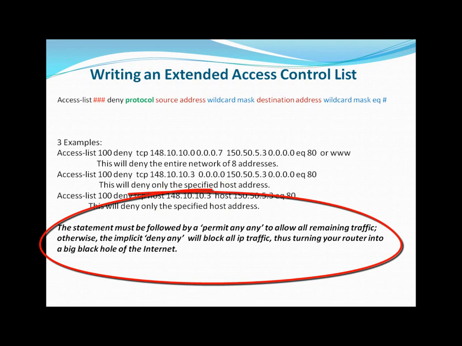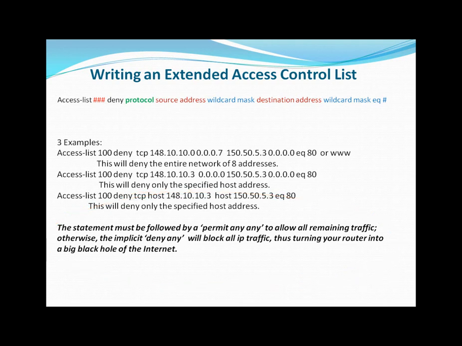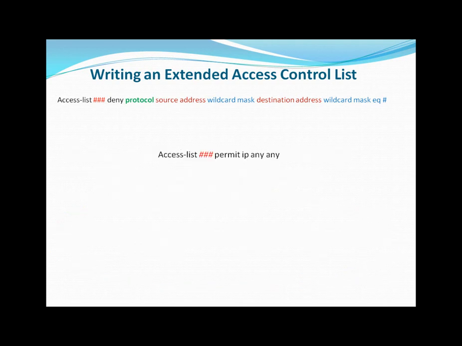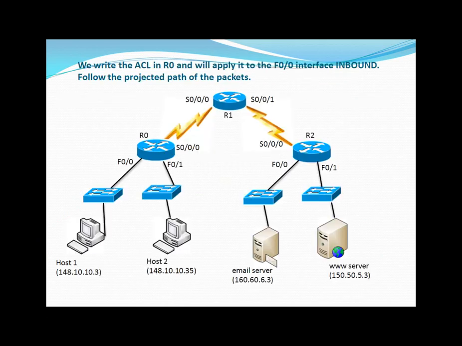The statement must be followed by a permit any to allow all remaining traffic. Otherwise, the implicit deny any will block all IP traffic, thus turning your router into a big black hole of the internet. Access list, whatever number, permit IP any. We write the ACL in router 0 and will apply it to the fast Ethernet 00 interface inbound.